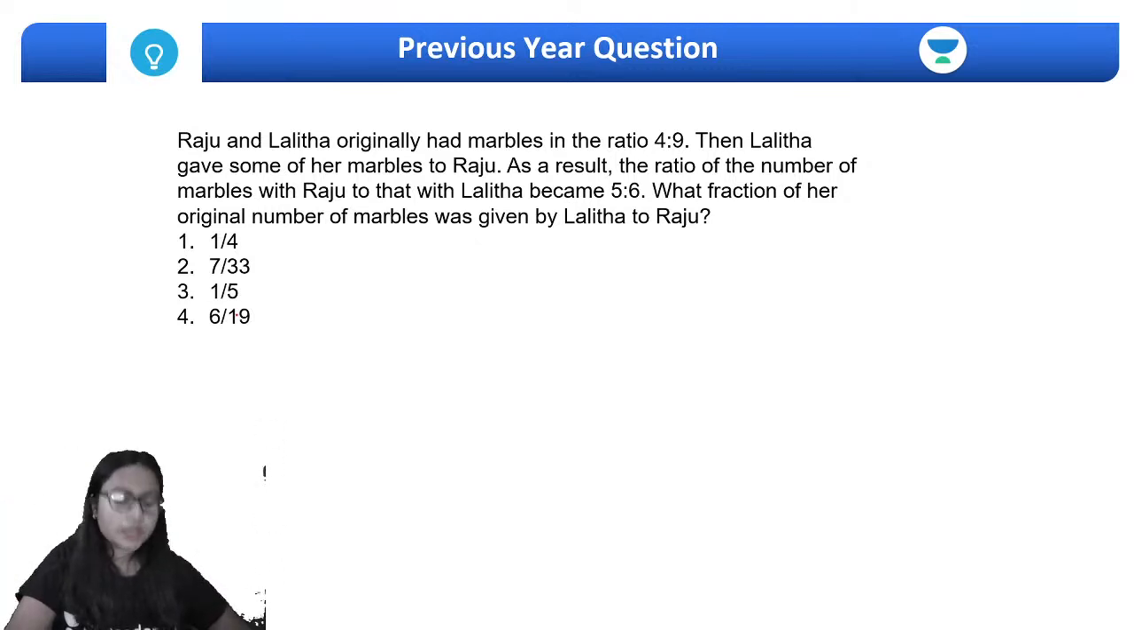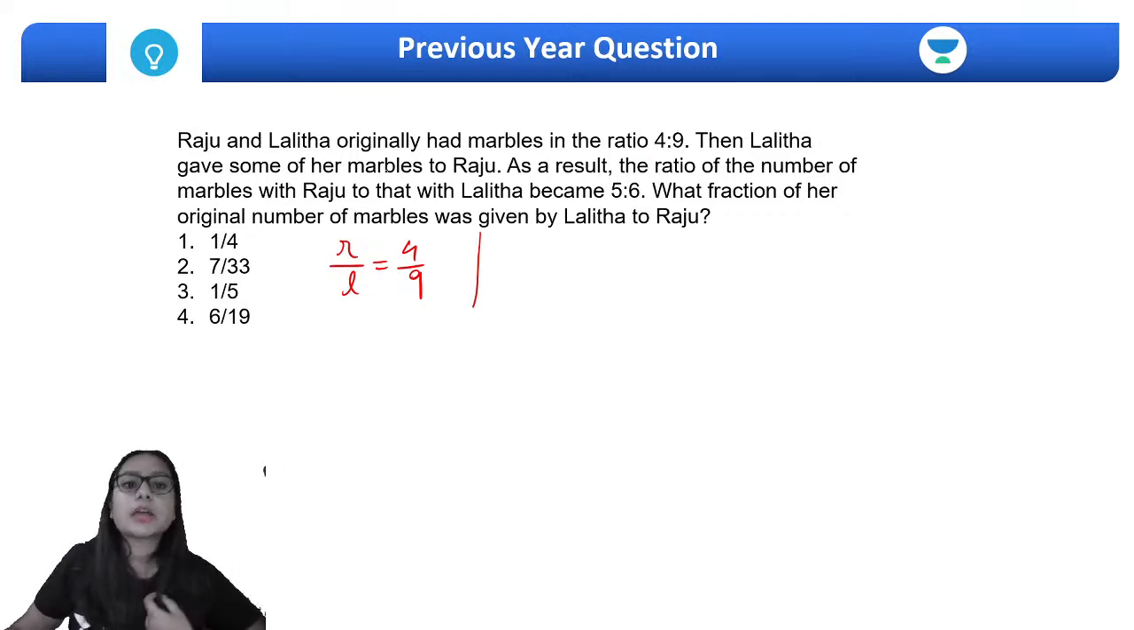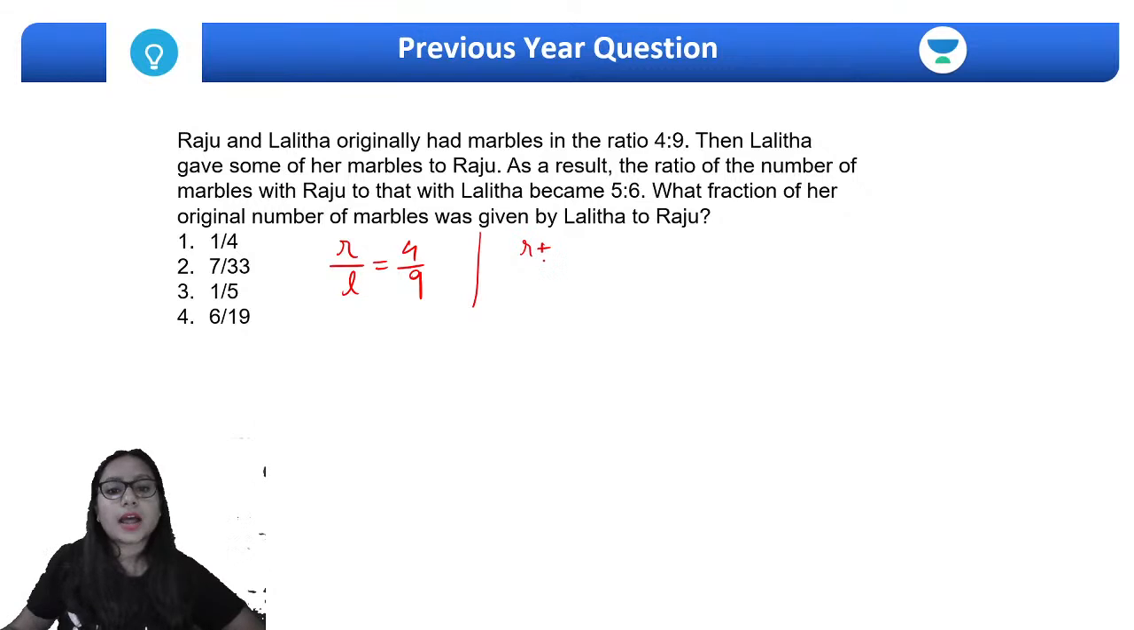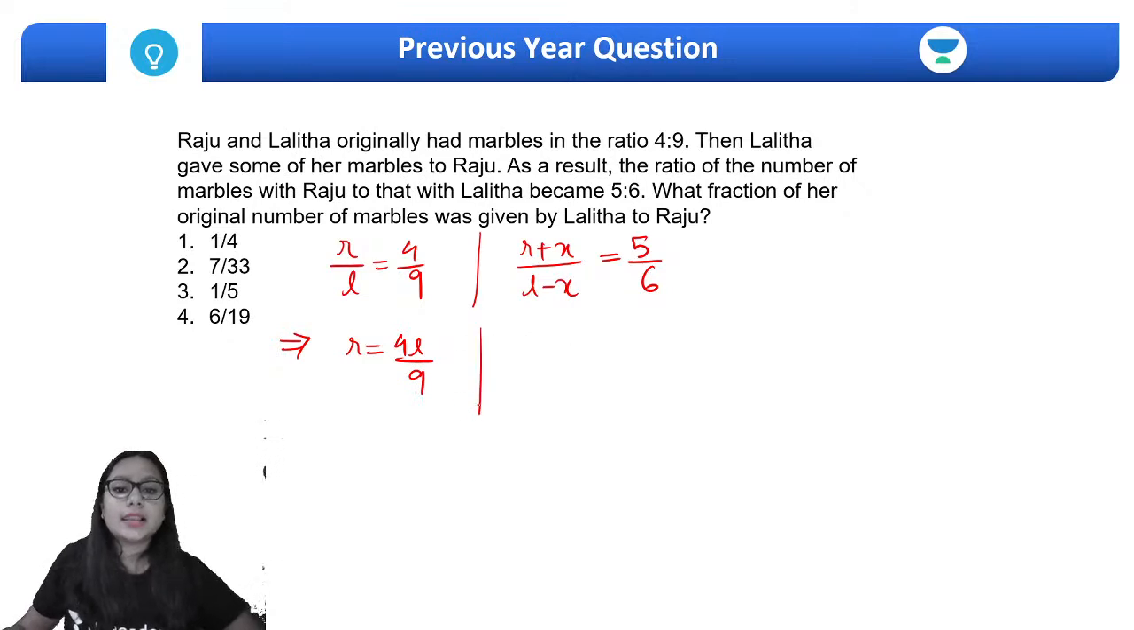Alright, let us try to do this question again. So from here I have the ratio of R by L is 4/9, and when Lalita gave some of her marbles to Raju, Raju will have R plus X and Lalita will have L minus X. So this ratio is 5:6. From the previous equation I can write the value of R as 4L/9. Let us put this here. So I will get (4L/9 plus X) upon (L minus X) is equal to 5/6.